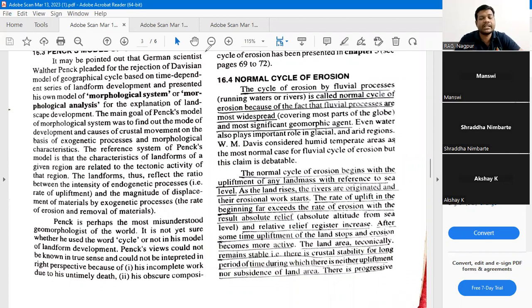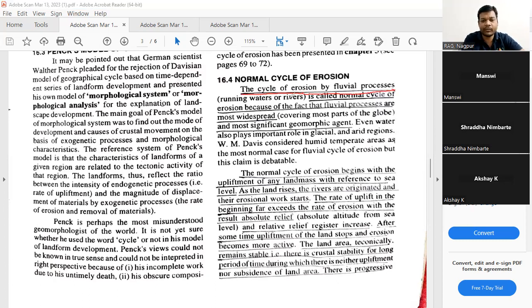And he devised one theory, the Davisian theory, which he called the normal cycle of erosion. This normal cycle of erosion has been derived from the river itself. Where it has not been stated which cycle of erosion, you have to be sure that the author or the question is asking about the river itself, right? So let us see the normal cycle of erosion. The cycle of erosion by fluvial process is called the normal cycle of erosion.